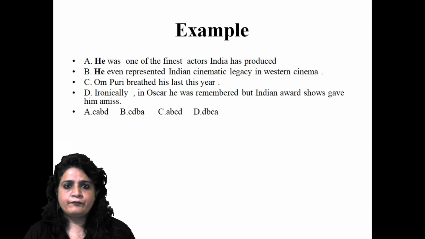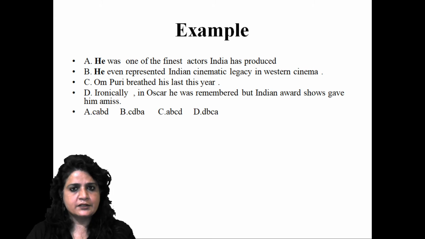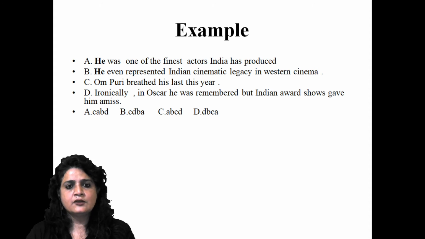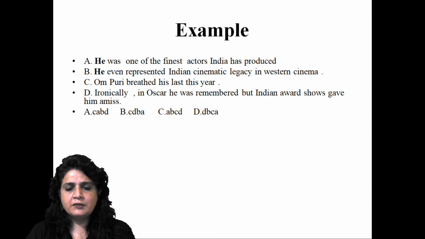So if you see closely, you can easily eliminate two options here, which are beginning with A and B. Because "he was one of the finest actors" does not mention who this actor is. B, "he even", has the same problem. Two options can be eliminated to minimize your confusion. So A and B are out, and we don't have any option beginning with B, but we have an option beginning with A. So that is eliminated basically. Now you have C and D as the opening statement.